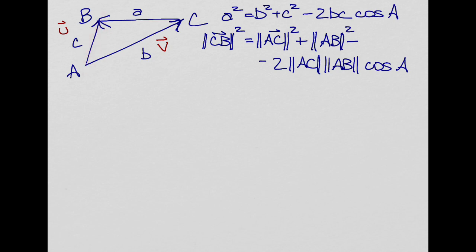We have better names for some of those things. So from A to C, that's V, plus from C to B, we didn't name that one.